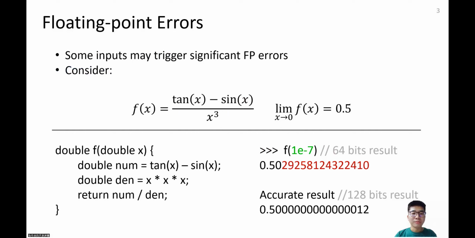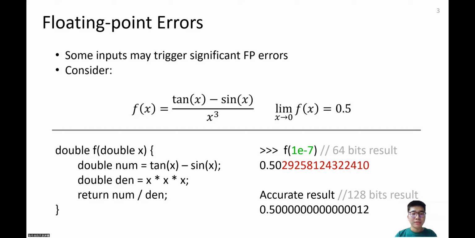So what are floating-point errors? For an arithmetic expression, some inputs may trigger significant FP errors. For the following expression, the limit value when x tends to 0 is equal to 0.5. However, due to the existence of floating-point error, the calculation result in double-precision floating-point numbers in a computer has a large deviation from the real value.